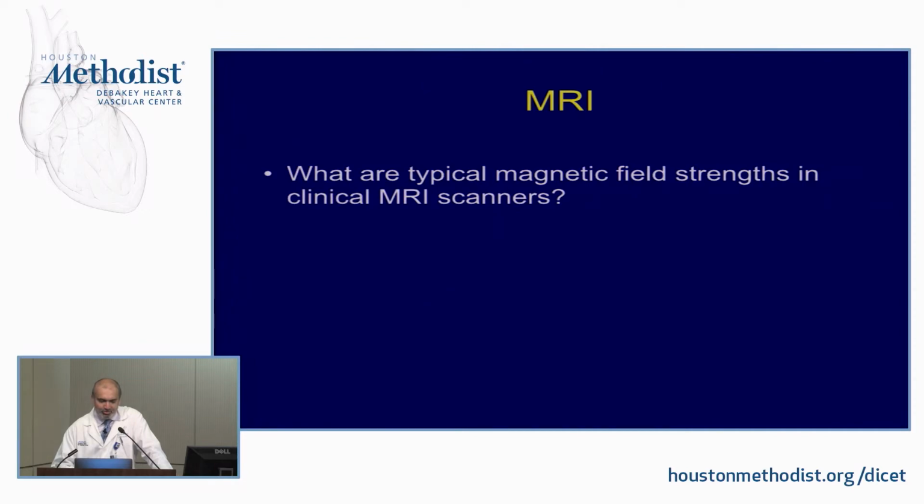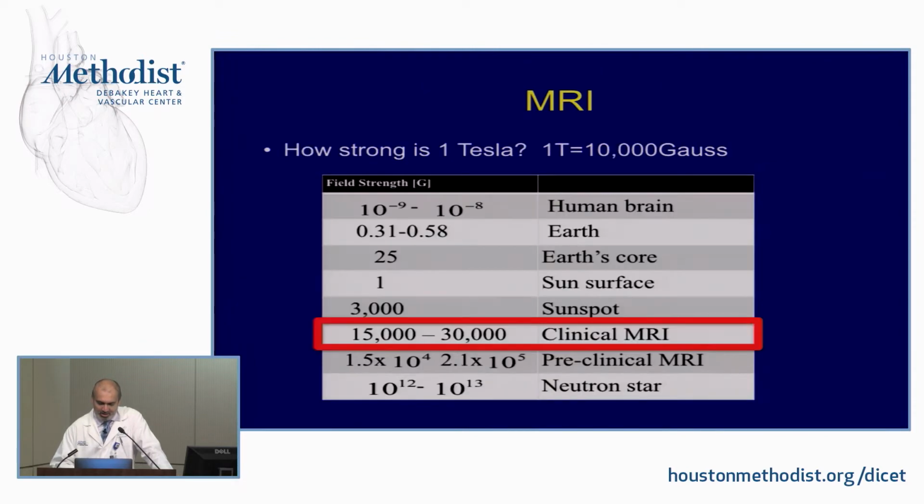So what are the typical field strengths that we utilize for clinical MRI imaging? It's shown here. And again, 1 Tesla really means 10,000 Gauss. If we say that the Earth's magnetic field is less than 1 Gauss, and the core of the Earth's magnetic field is about 25 Gauss, then in a clinical MRI system, we're using between 15,000 to 30,000 Gauss, which means 1.5 to 3 Tesla. Now, there are higher field strength scanners available. There's now a 7 Tesla scanner that's commercially approved for human use. And there are lower field strength scanners as well. But the bulk of MRI imaging done internationally on humans is between 1.5 Tesla and 3 Tesla.